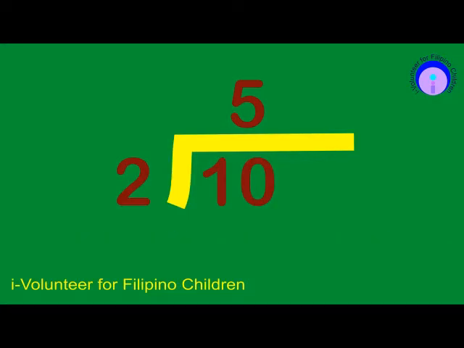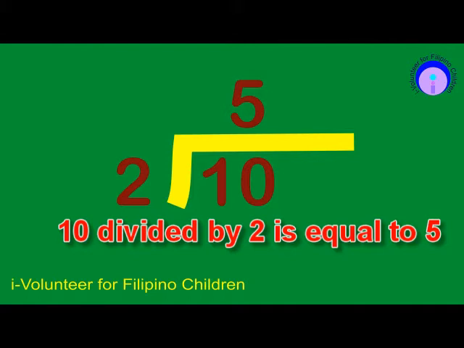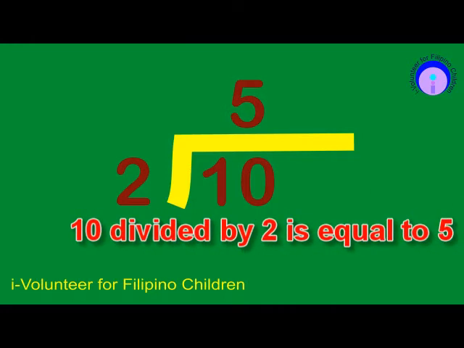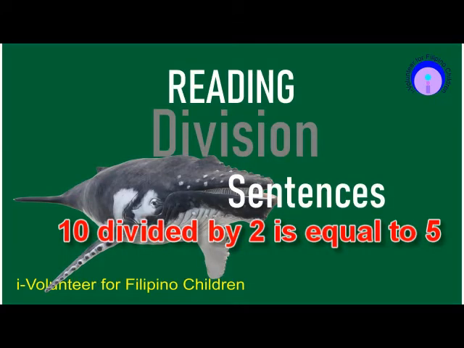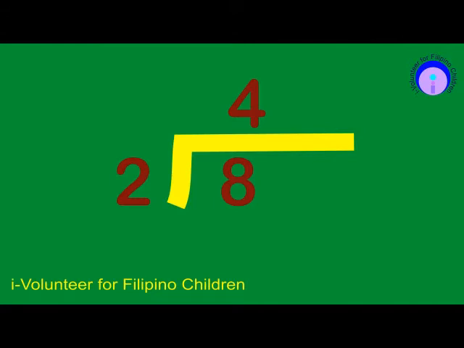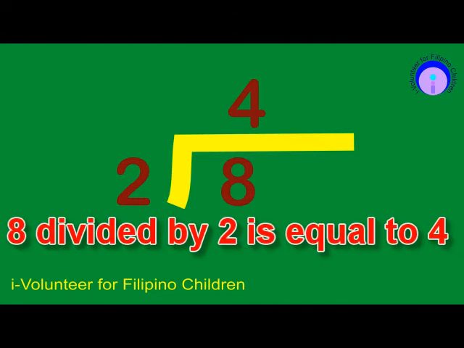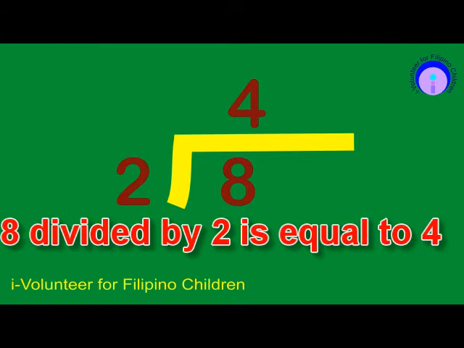This is read as 10 divided by 2 is equal to 5. I repeat, 10 divided by 2 is equal to 5. This is read as 8 divided by 2 is equal to 4. I repeat, 8 divided by 2 is equal to 4.